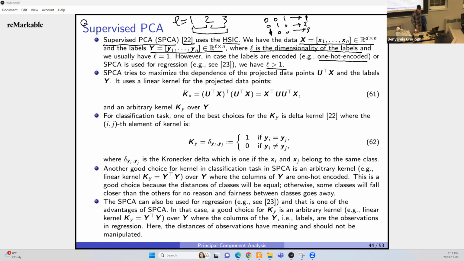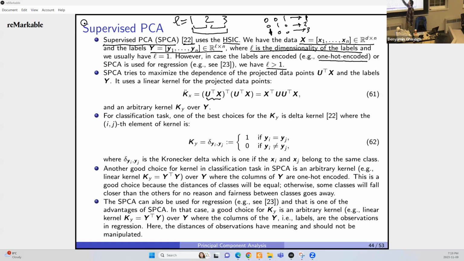So now HSIC was a good measurement for dependence. What did the authors say? They said, okay, I have X, I have Y, right? Let me capture the dependence of X and Y. I have data and labels. They have some dependence on each other. Okay, so as a result, what should I do? But by the way, they capture the dependence of projected data and labels. Okay, projected data by PCA or their algorithm is U transpose X, linear projection, right?